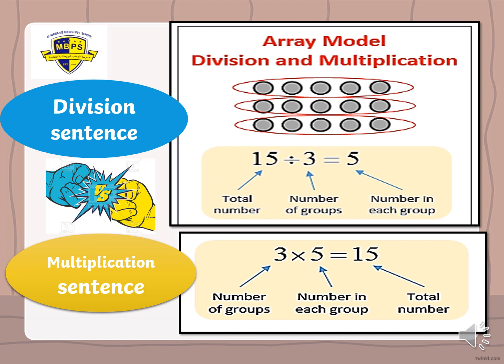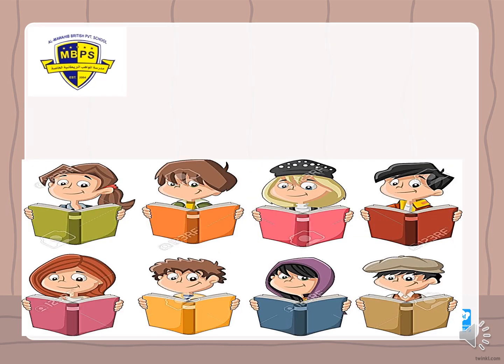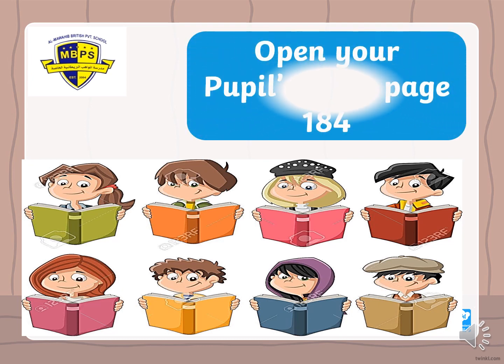So in multiplication, we write the number of groups multiplied by the number in each group equal the total number. This is how we write the multiplication sentence. Now I want you, grade 1, to get ready with your book. Open your pupil's book, page 184, so you can follow the following examples from your pupil's book.